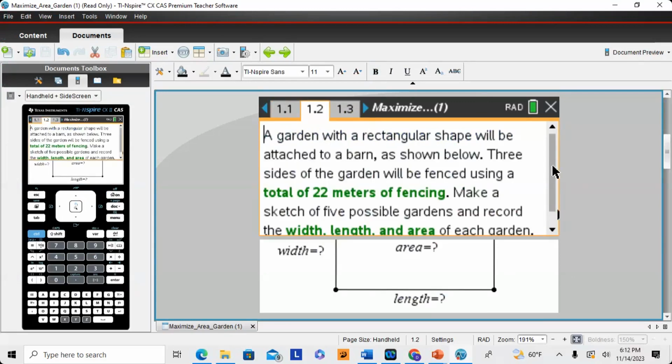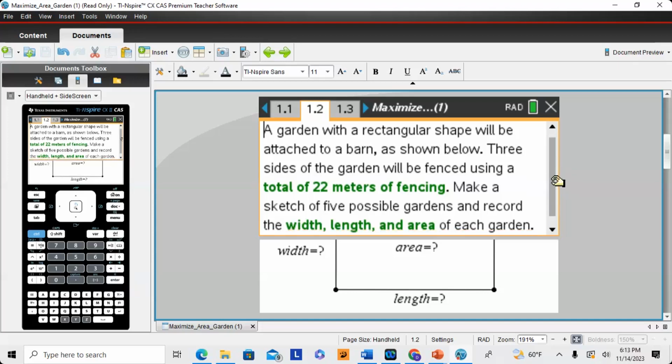And I'm going to have Patrick, if you can go ahead and read the problem for us. Sure. A garden with a rectangular shape will be attached to a barn, as shown below. 3 sides of the garden will be fenced using a total of 22 meters of fencing. Make a sketch of 5 possible gardens and record the width, length, and area of each garden.